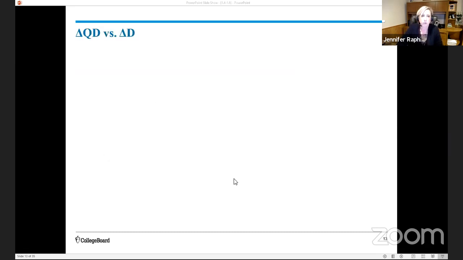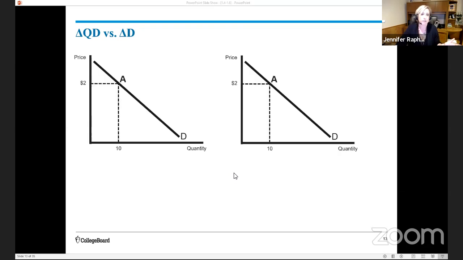Right, this is probably one of the trickiest things in all of economics, the difference between a change in demand and a change in quantity demanded. It has applications in every supply and demand model that you're going to look at for the entire course. So we have two identical downward sloping demand curves here. This is the market for a good. We have the price on the vertical axis. We have the quantity on the horizontal axis.